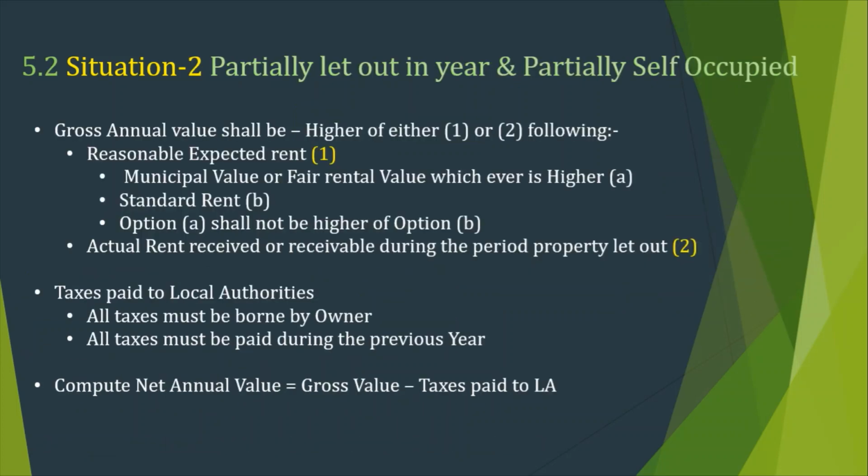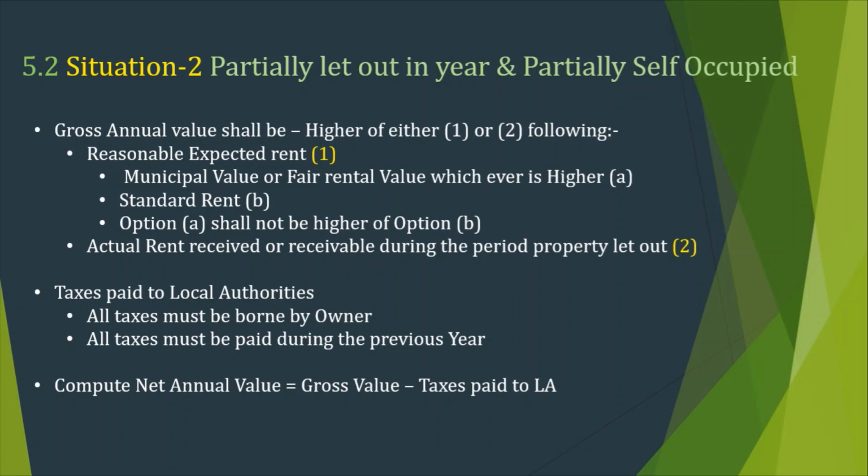Condition number 2, partially let out in a year, partially self-occupied. Here, first of all, you see what the expected rent is. Expected rent is nothing but the municipal value or fair rent value, whichever is higher, but that higher value shall not exceed the standard rent. If it exceeds the standard rent, then the standard rent shall be the reasonable expected rent. Okay, or the actual rent received or receivable during the period the property is let out.